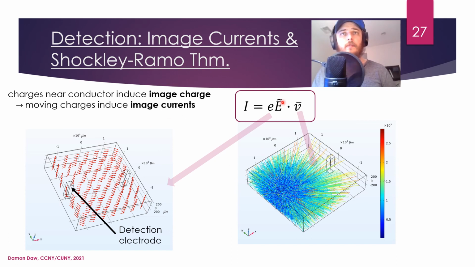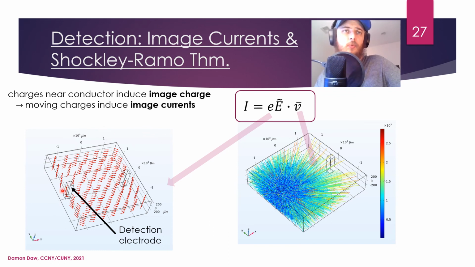of this thing called the weighting field. So this equation is essentially the Shockley-Ramo theorem. It has 2 parts. You need to calculate this fictitious weighting field, and then you also need to calculate the velocity of the charge that is inducing the image current in your detector. And this is a simulation I did representing the situation I showed earlier.